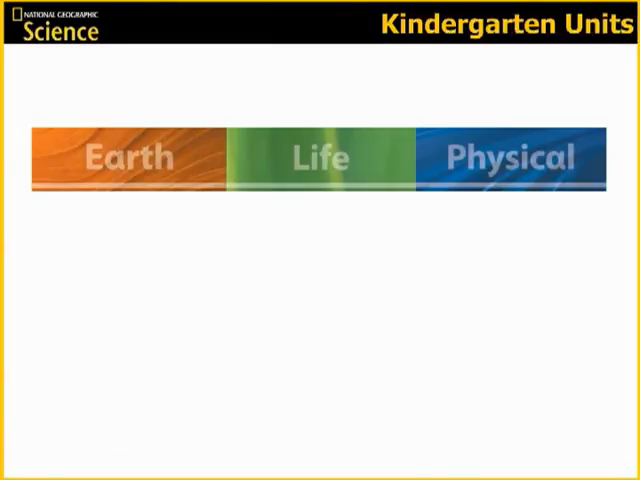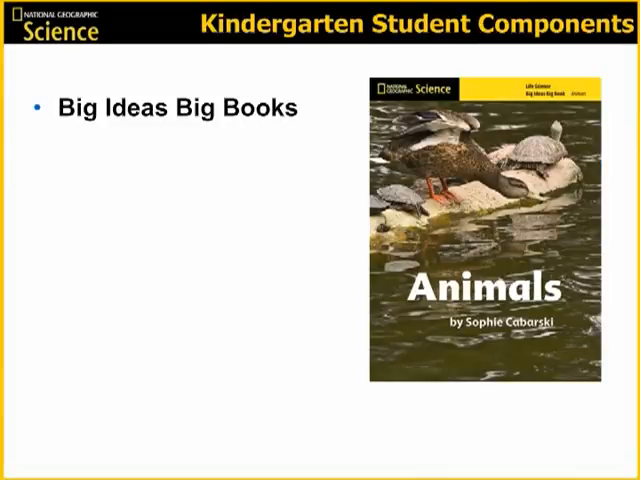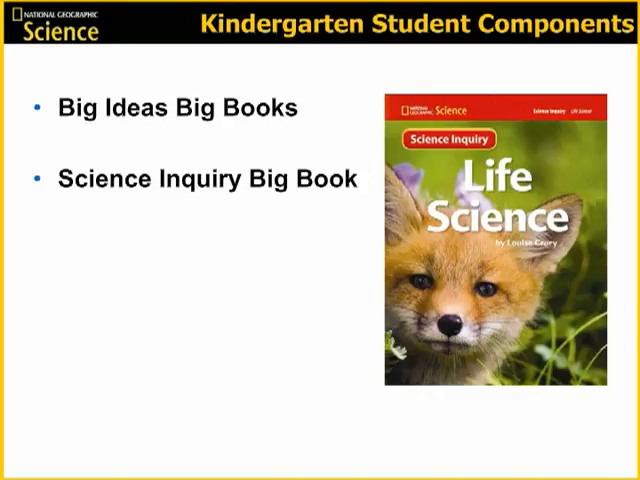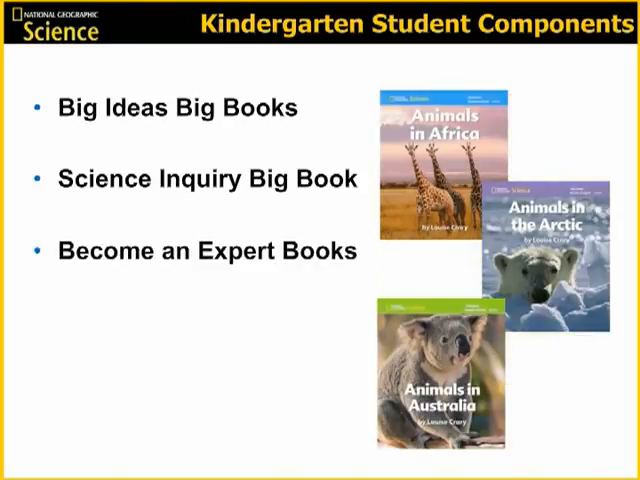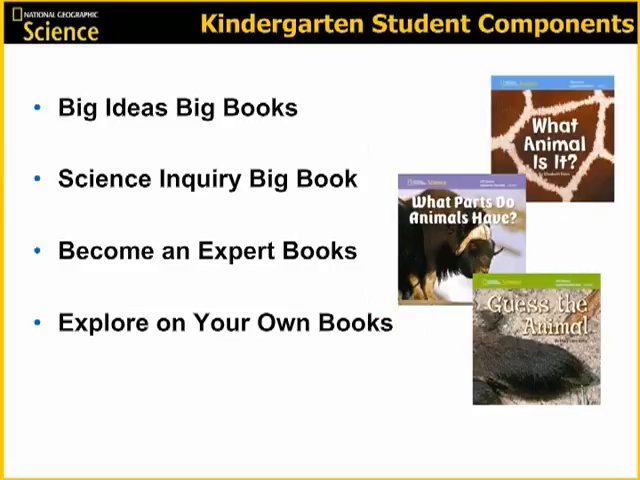There are 3 units available for kindergarten: Earth, Life, and Physical. And within each of those units, there are 2 parts, as you see here. For each unit, students will be working with 2 Big Idea Big Books, 1 per part. A Science Inquiry Write-On Wipe-Off Big Book. They will also have access to 6 Become an Expert books per unit and 6 Explore on Your Own books per unit.